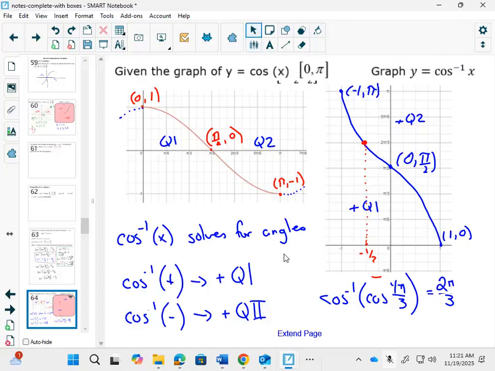But you are very tempted, right? The number one mistake in this question is students write 4 pi over 3 because they just go, oh, cos and cos inverse, they sort of cancel each other out. Yes, you get an angle again, but the angle has to be within the domain and range of the functions you're working with. And in order for these to be functions, we had to restrict the domain of cos, which then restricts the range of cos inverse.